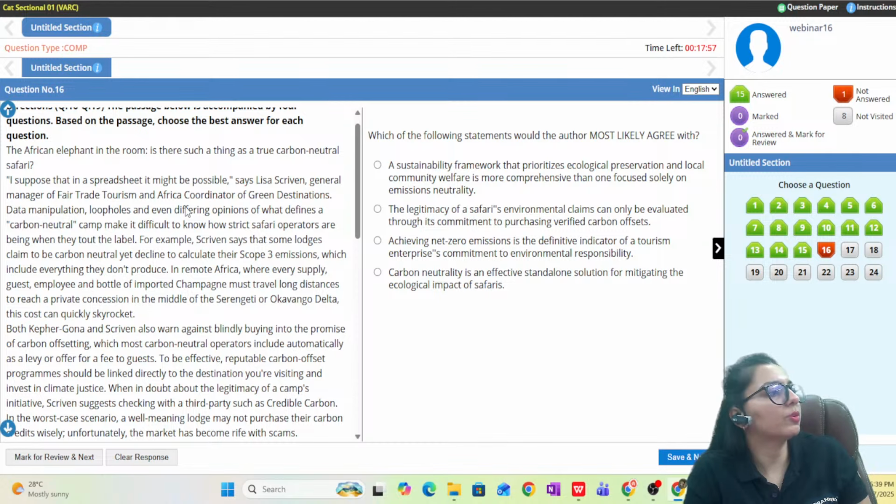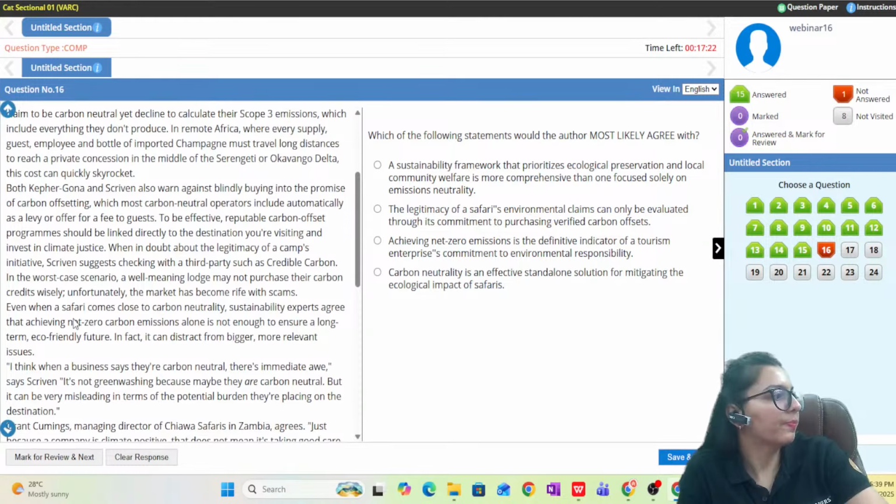Data manipulation loopholes and even differing opinions of what defines a carbon neutral camp make it difficult to know how strict safari operators are being when they tout the label. For example, Scriven says that some lodges claim to be carbon neutral yet decline to calculate their scope 3 emissions, which include everything they don't produce. Okay, in remote Africa, where every supply, guest, employee, and bottle of imported champagne must travel long distances to reach the private concession in the middle of the Serengeti or Delta, this cost can quickly skyrocket.